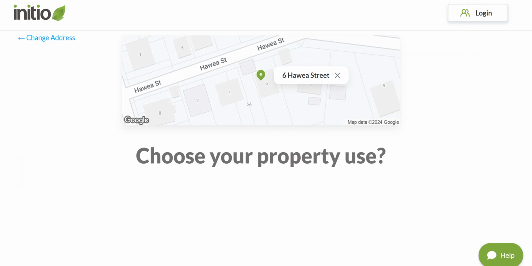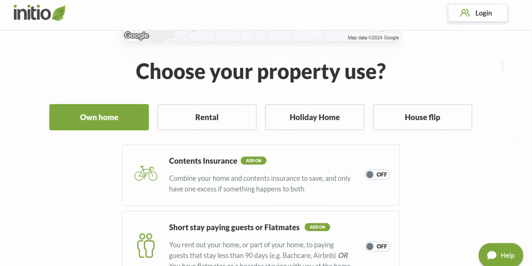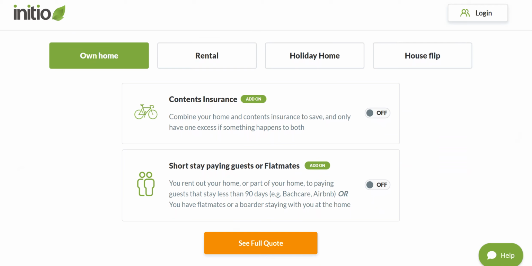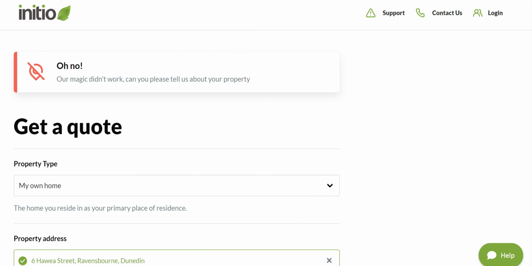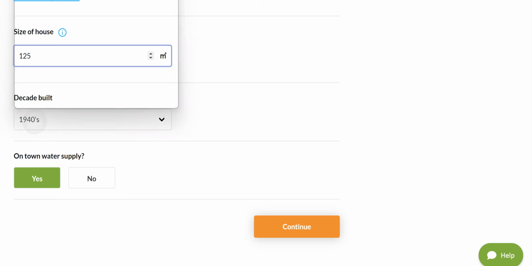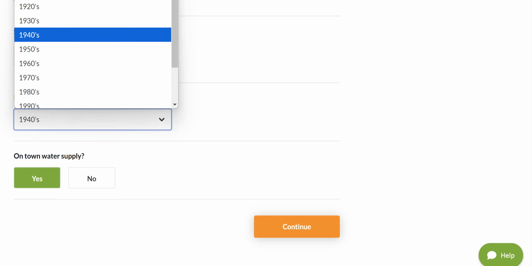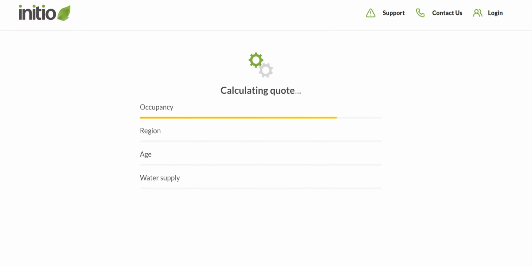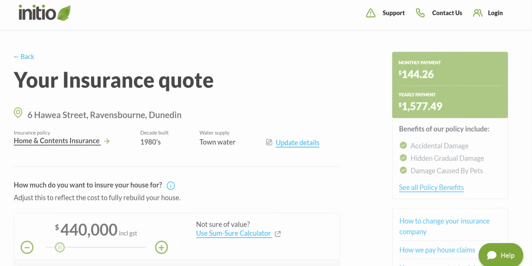And what I'm going to do there is just click on everything here. So it's the own home. It's not a rental. It's not a holiday home, and it's not a flip. And then we're just going to choose the size of the house, 125 square meters. And we're going to say it was built in the 80s. Of course, both of these things are usually inputted, but that's fine.